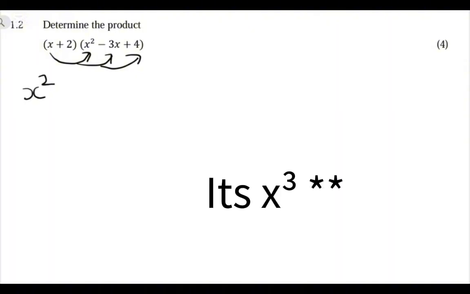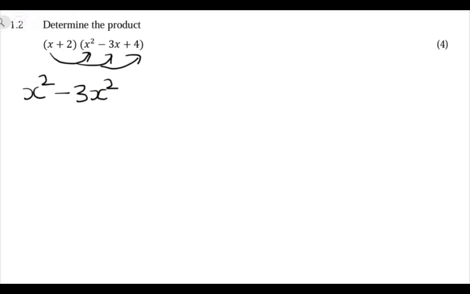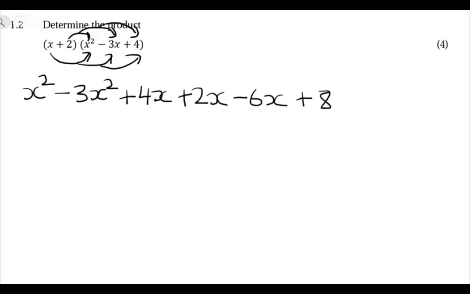So 1.2 is: determine the product, for 4 marks. This one is a little bit easy. We just need to distribute. I'm going to take this one, multiply here, multiply there, and also multiply there. So x multiplied by x gives us x squared. X multiplied by negative 3x gives us negative 3x squared. And x multiplied by 4 gives us plus 4x. Then we take the 2 and multiply here, there, and this one too. So 2 multiplied by 2x gives us plus 2x, and 2 multiplied by negative 3 gives us negative 6x, and 2 multiplied by 4 obviously gives us positive 8.